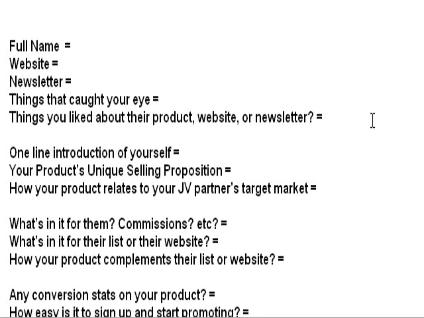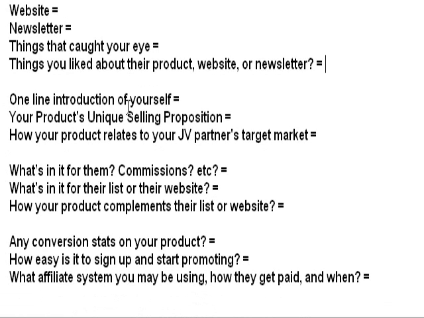Here's some information that you're going to need to gather. You need their full name, their website if they have one, a newsletter if they have one, things that caught your eye about their website, and things you liked about their product, website, or newsletter. As you can see, we're building a relationship in the beginning, or complimenting them, so that they feel like, wow, this guy knows about my product. He's not just contacting me. I'm not just one of those other joint venture partners. You see what I'm saying? So you gather this information here.